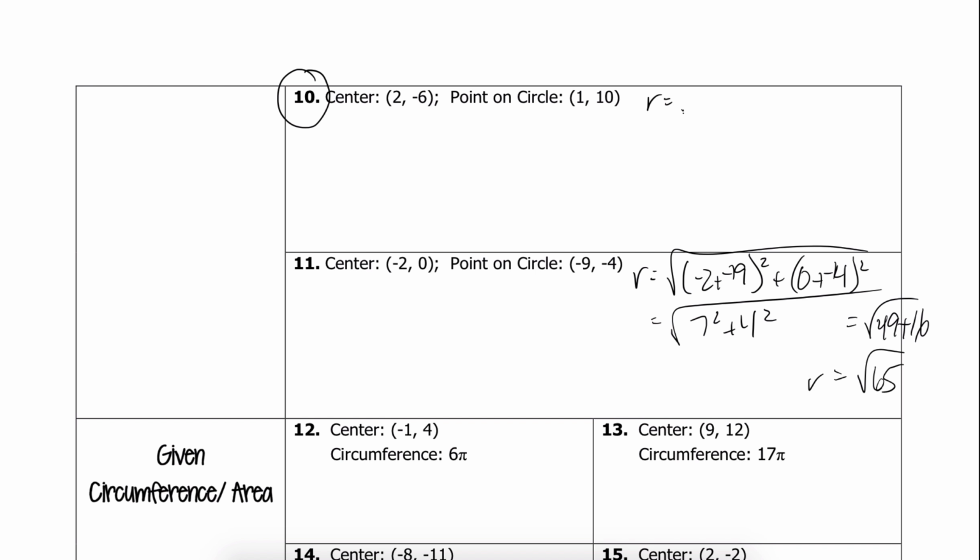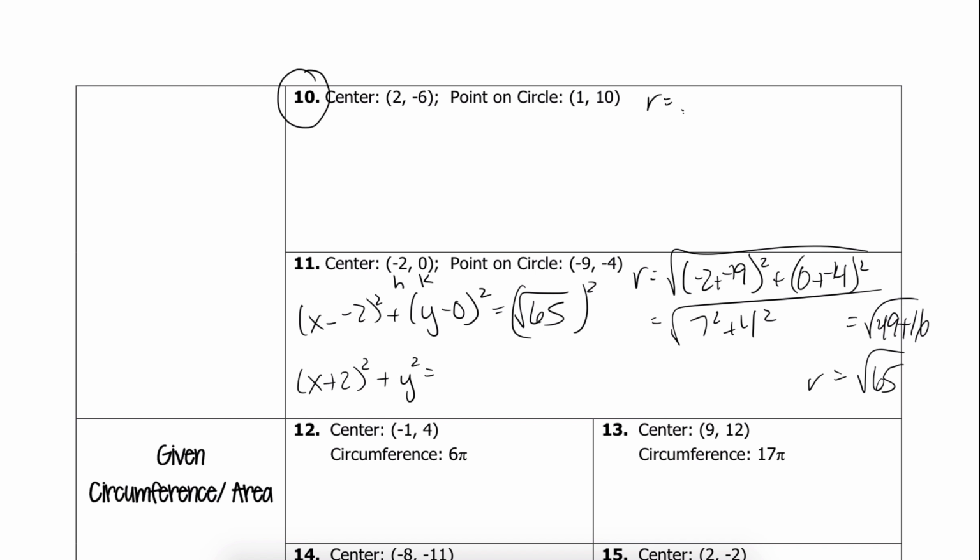And then this is your h and your k. So x minus negative 2 squared plus y minus 0 squared equals the square root of 65 squared. So let's simplify that. X plus 2, y minus 0, that's just y, so just write it y squared. And then the square root of 65 and squared, they undo each other, and just leave 65.